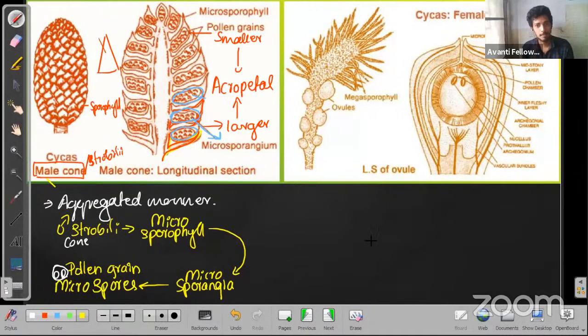Once you know about this male system, reading the other systems is very easy. The structures will be different only. I want to go. You go, Venkat, no issue.